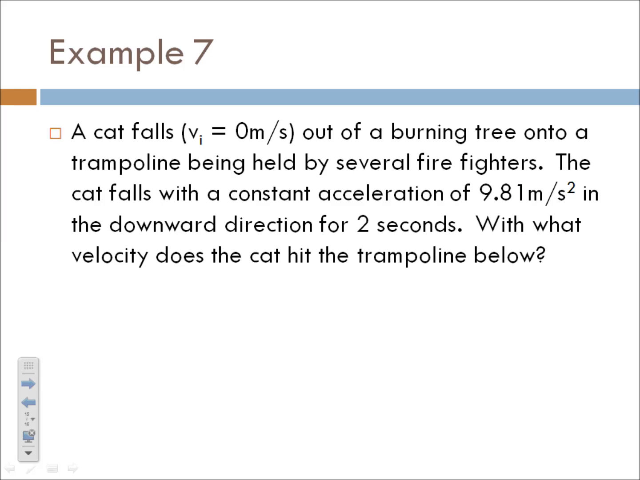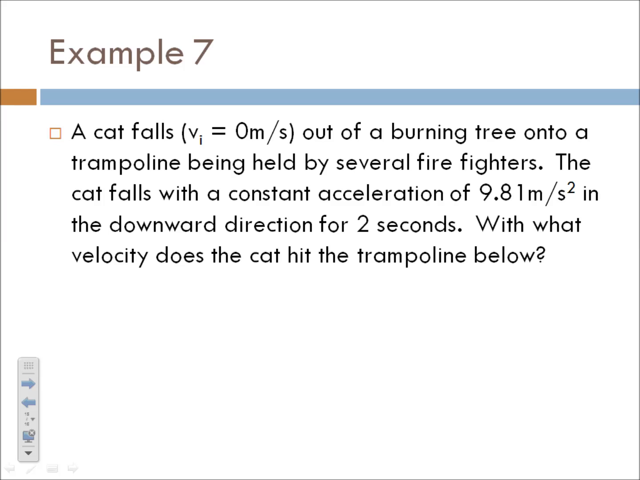In this last example, we have a cat falling out of a burning tree onto a trampoline, and that's held by several firefighters. The cat falls with a constant acceleration of 9.81 meters per second squared in the downward direction for 2 seconds. What velocity does the cat hit the trampoline below?